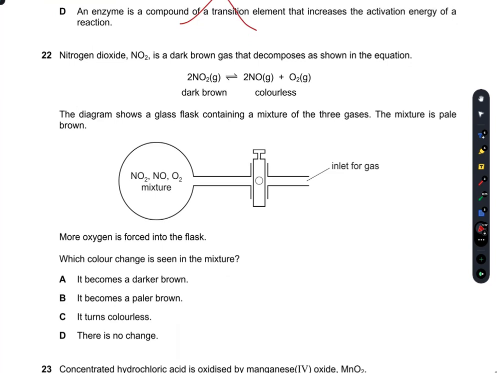NO2 is a dark brown gas that decomposes as shown in the equation. The diagram shows a glass flask containing a mixture of the three gases. The mixture is pale brown. So more oxygen is forced into the flask. Which color change is seen in the mixture? So 2NO2, a reversible reaction, gives O2 and nitrogen monoxide.